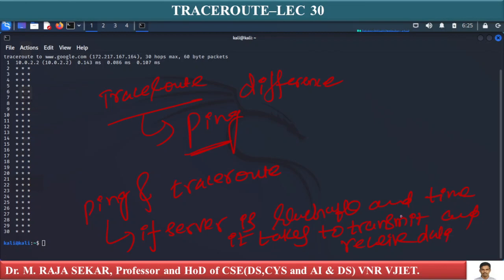This is about ping. What about traceroute? What is the intention of traceroute? Let me repeat it. Traceroute details the precise route information.